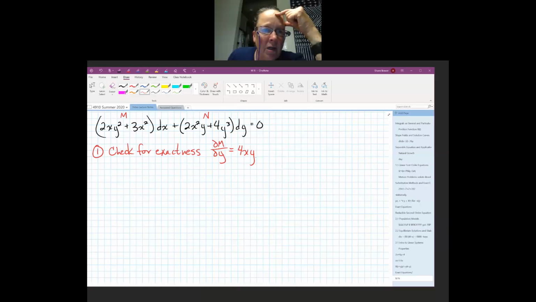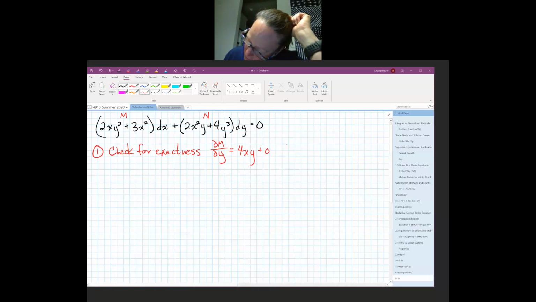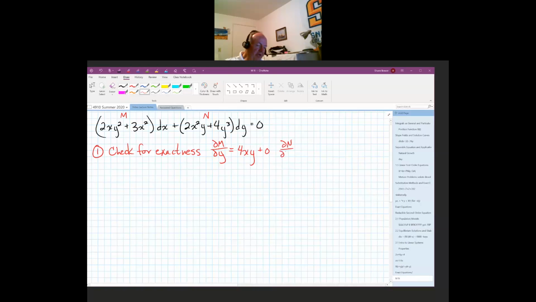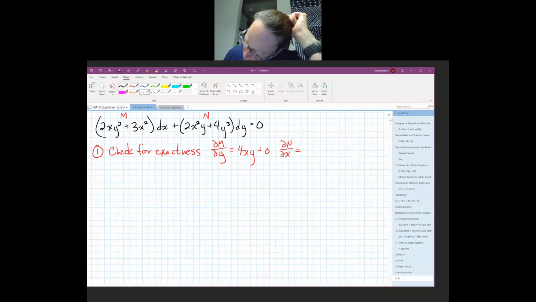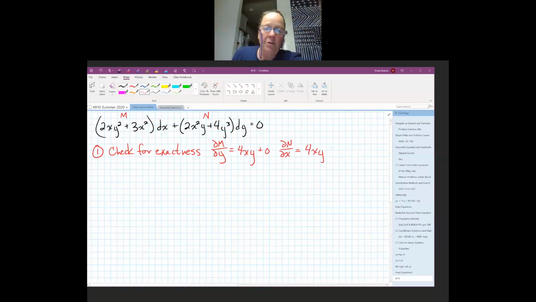Is that okay? Okay, so then it's the 3x squared that goes to 0. Is that correct? That is right. 3x squared is gone. So we'll put that in there, plus 0. And then the partial of n with respect to the other one, x. What is that going to be? 4xy. 4x. Mm-hmm. Yep, that's great. We're doing respect to x. Okay. 4xy, and then the 4y cubed will go to 0. There you go.